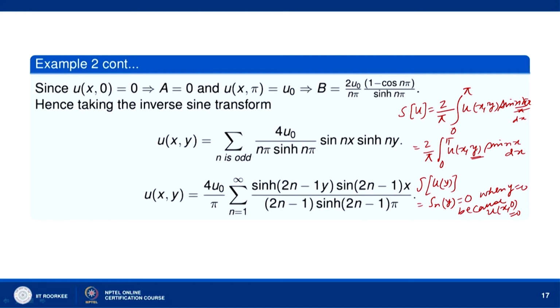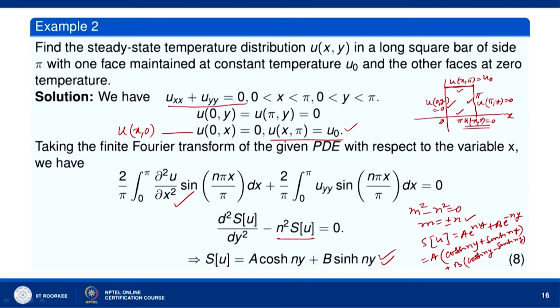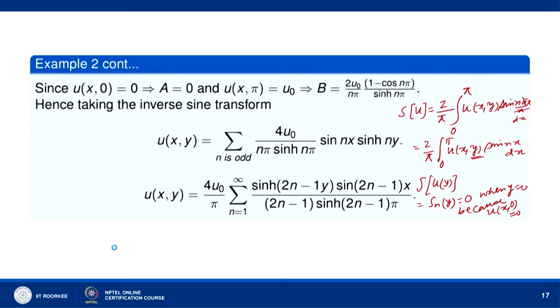When you put y equal to 0 here, we are given that u(x, 0) is 0. So, S_u(y), that is S_n(y), is 0. Now when you put y equal to 0 here, sinh(ny) is 0, so we get n cosh(ny) is 1. So, A is equal to S_u(y) at y equal to 0, which is S_n(0), but this is 0. So, we get A equal to 0.